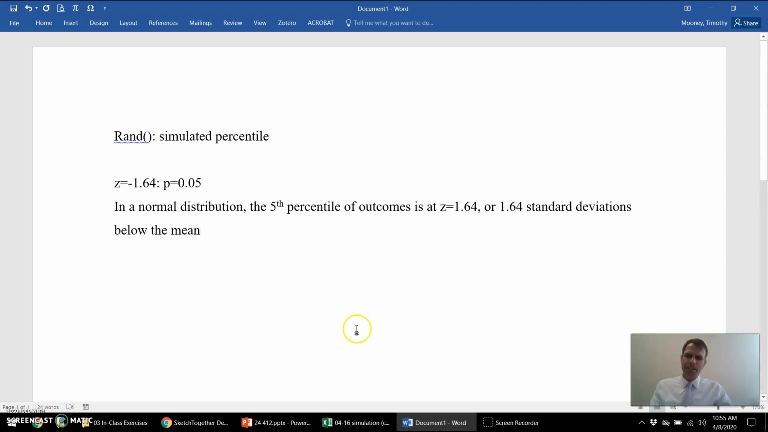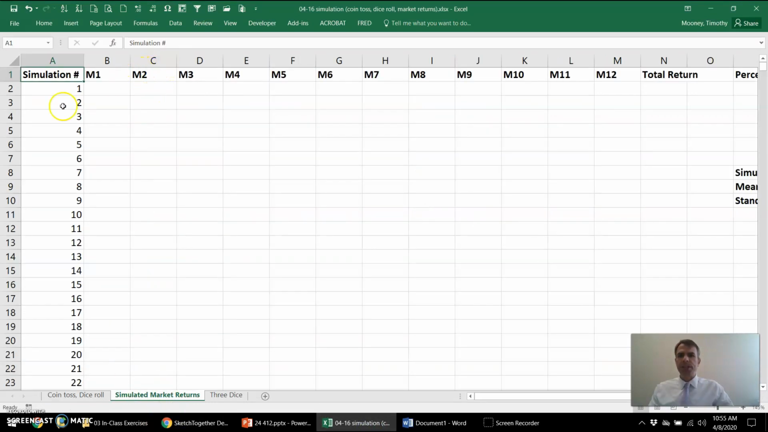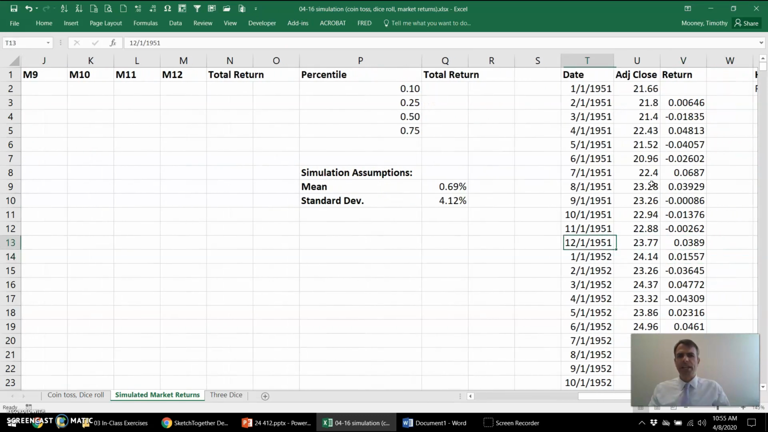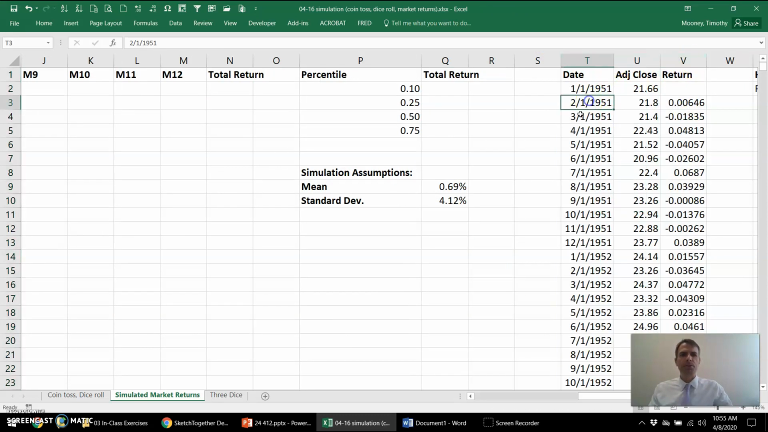Okay, so this might seem a little abstract. Let's try simulating a normally distributed variable. If you go over to the simulated market returns tab of this April 16th simulation spreadsheet, there's a lot of different data here, but let's go over to the right side of the spreadsheet. What's going to feed our simulation is historical S&P 500 returns going back to 1950. I've got monthly returns going back to 1951.